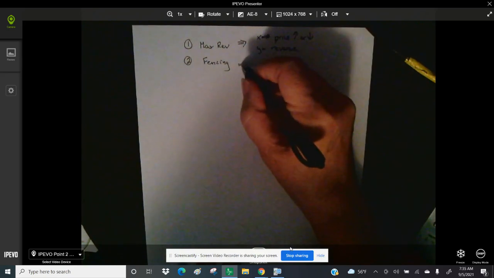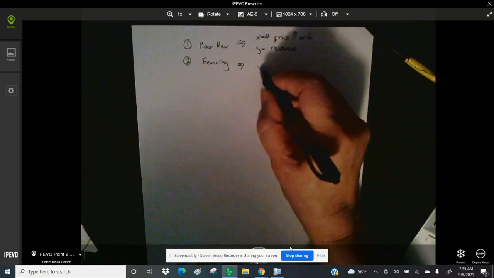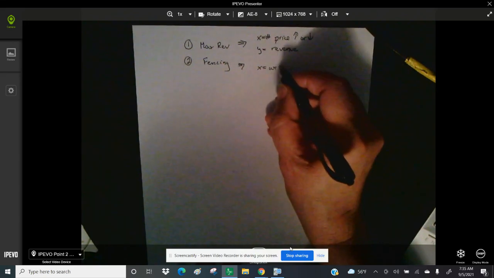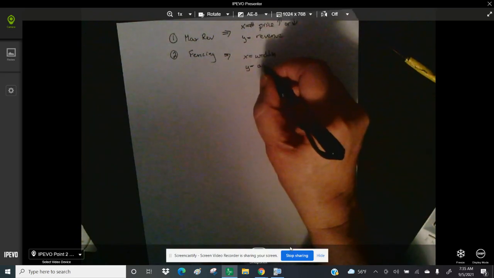And in the fencing problems, you're always going to set x equal to length or width. It doesn't matter. I usually set it to width, but it doesn't really matter. And y you're always going to set equal to area.